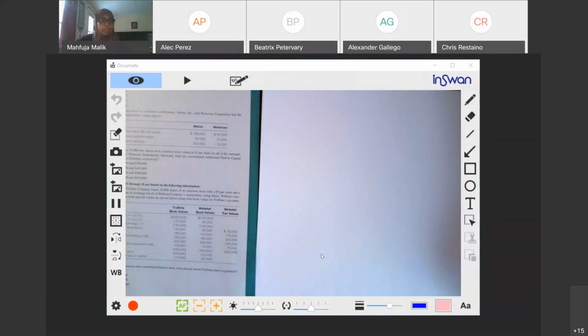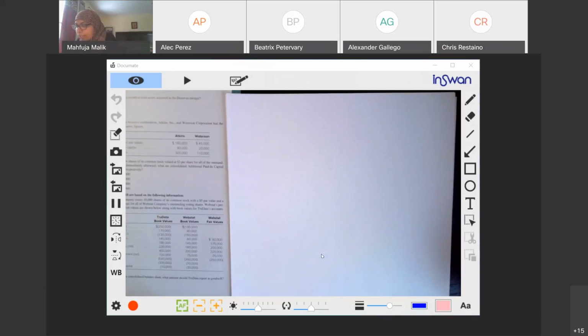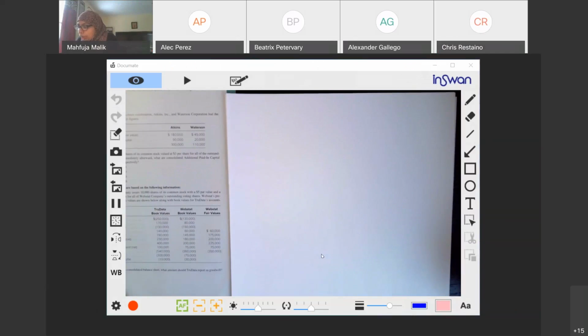So now here, first question, let's read it. On its acquisition date balance sheet, what amount should True Data report as goodwill? So we learned the term goodwill many times, right? And I showed you different ways to calculate goodwill. Now, before starting the problem, let's recap it. What you did in chapter 1.